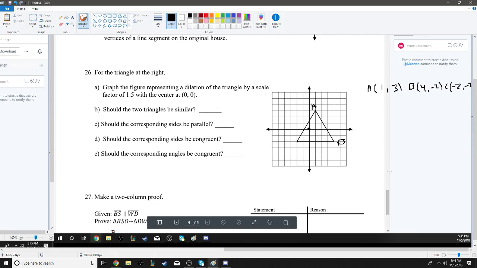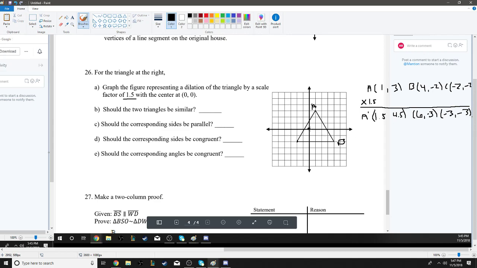Oh well. Okay, so if the scale factor is 1.5, that means I need to multiply everything right here by 1.5. 1 times 1.5 is 1.5. 3 times 1.5 is 4.5. There is A prime. B, 4 times 1.5 is 6. -2 times 1.5 is -3. And C times 1.5 is -3, -3.